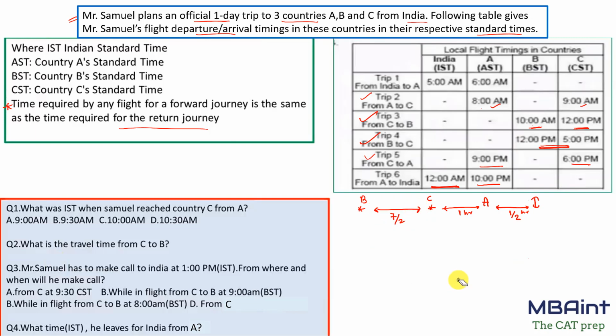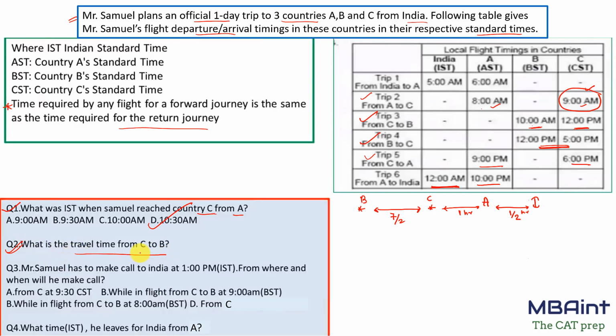Let's see that. The first question is, what was IST when Samuel reached country C from A? He is reaching C from A at 9 a.m. We need to find this in IST. As we need to find this in IST, time would increase by 1.5 hours, that is 10:30 a.m. So the answer is D.